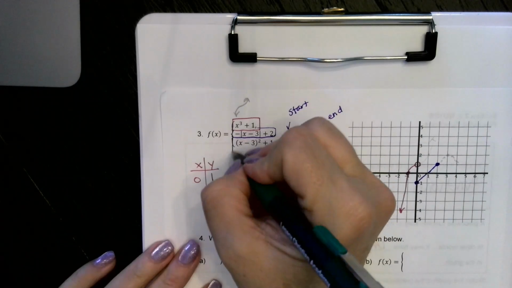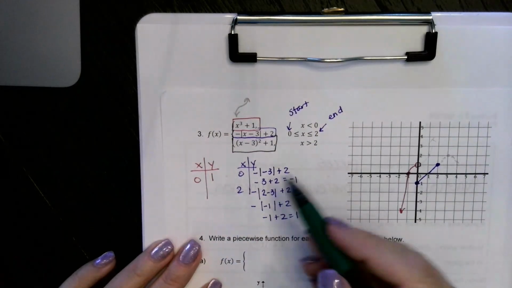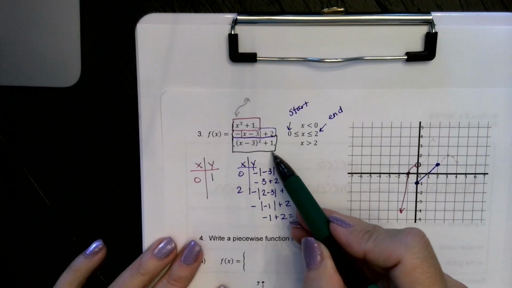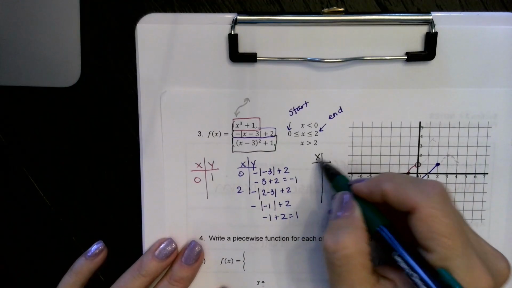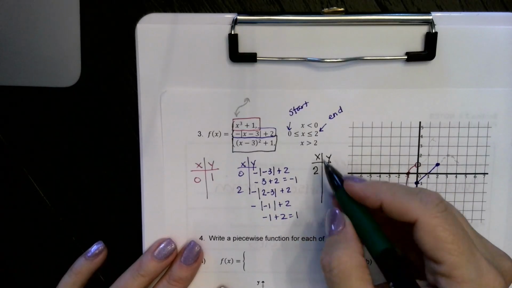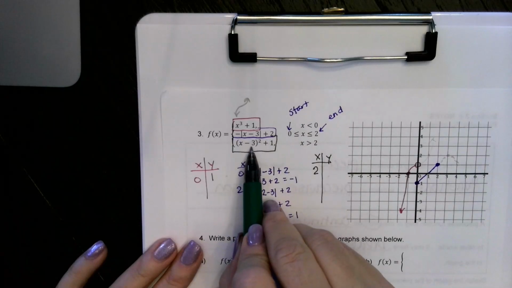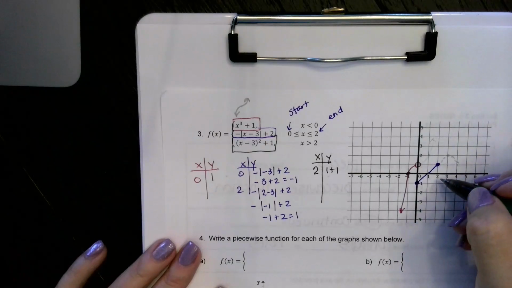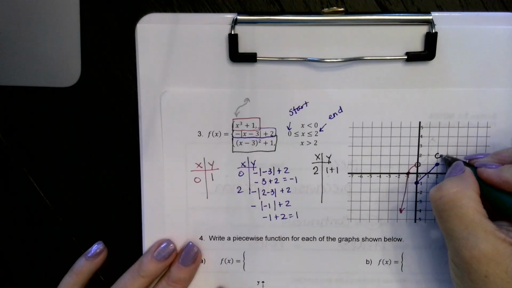This last one, I'm just going to do this in black. And I know that this is a parabola. I'm going to do my ending point right here. My starting point is actually what this one is. So this becomes -1 squared, which is 1 plus 1, which is 2. So my point here is 2, 2, and it's an open circle. So I have this point right here.